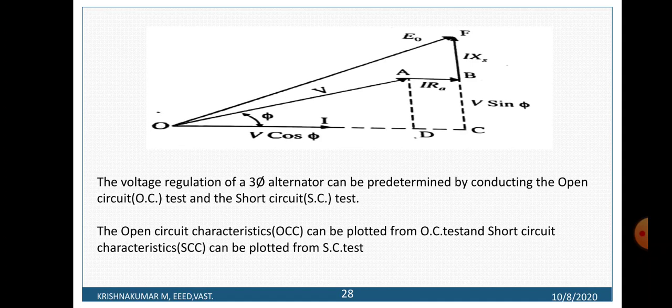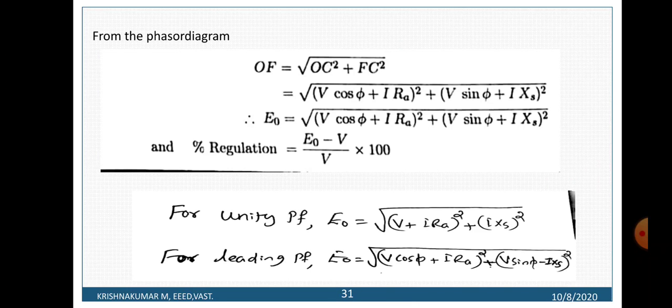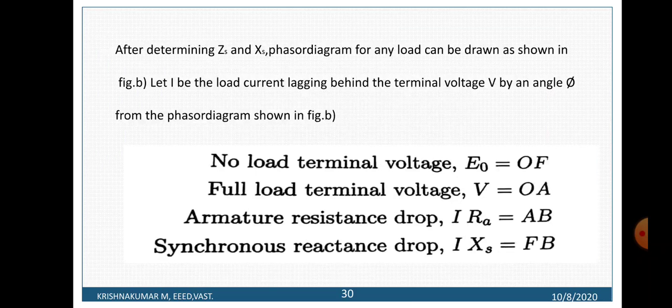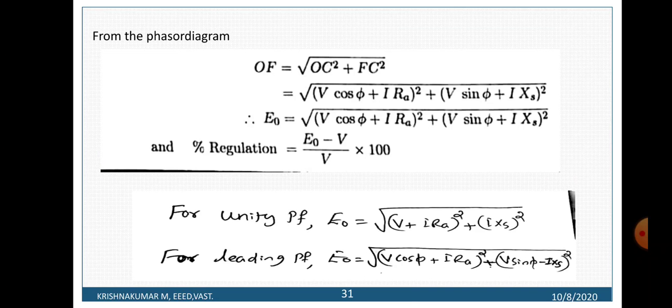So E0 is equal to root of (V cos phi plus IRA) whole square plus (V sin phi plus IXS) whole square. OF means E0. And percentage regulation is equal to (E0 minus V) by V into 100.